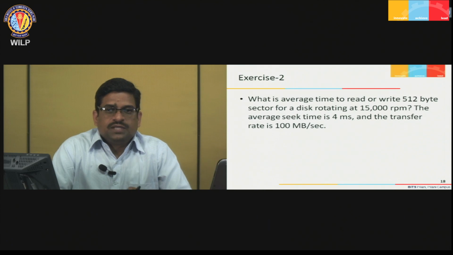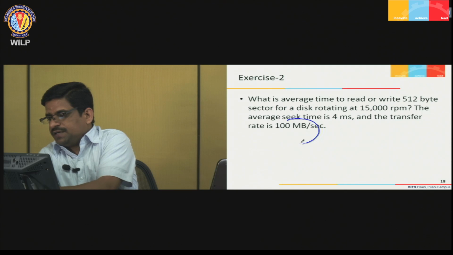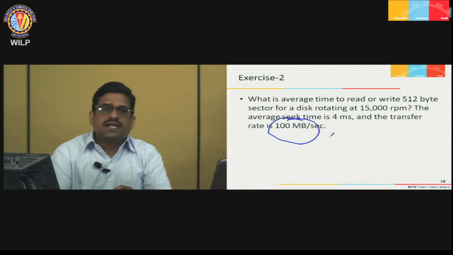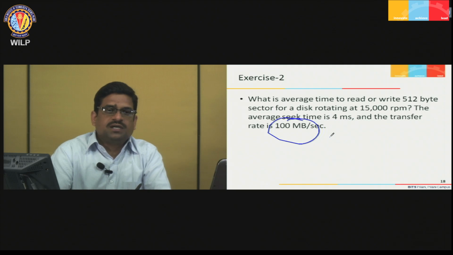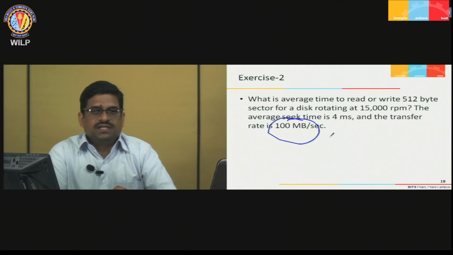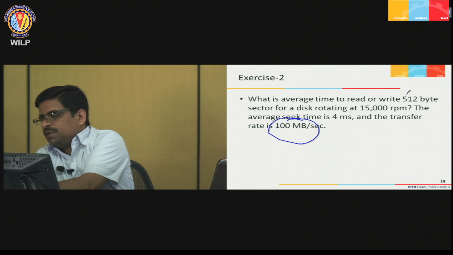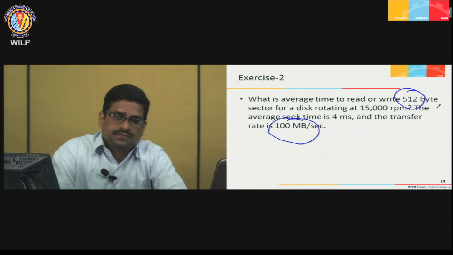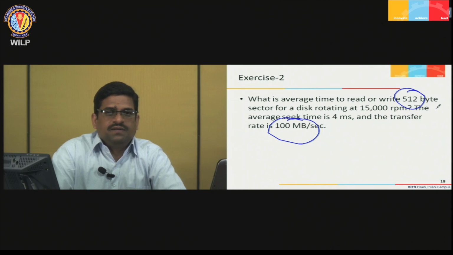Now another exercise for you: what is the average time to read or write a 512 byte sector for a disk rotating at 15,000 rpm? The average seek time is given as 4 millisecond, and the transfer rate is given as 100 megabytes per second. So rotational latency you can calculate because the rpm is given, disk velocity is given, and the seek time is given. Only thing you have to calculate is the transfer time. So 100 megabytes are transferred in 1 second. So now you have to find out how much time is required to transfer the 512 bytes. So calculate that time and add it to the seek time and rotational latency, it will give you the answer.